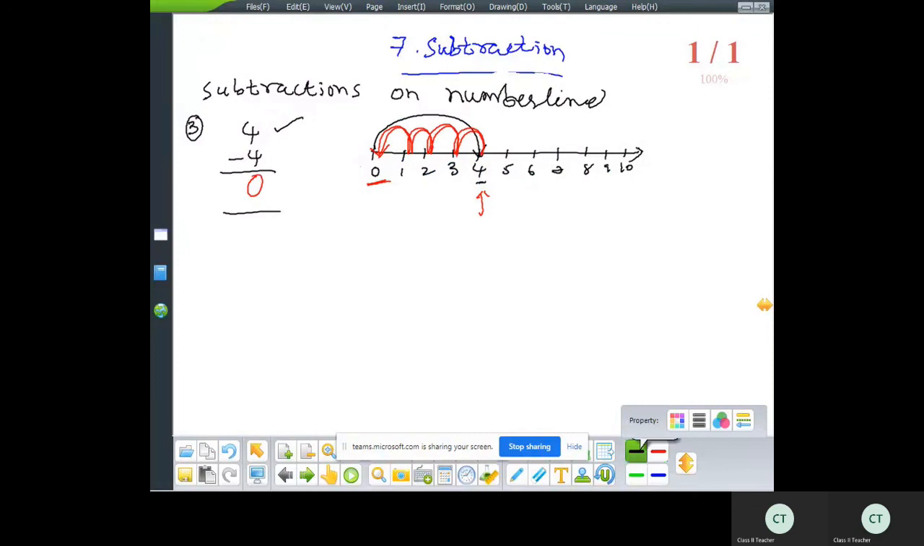Now, question number 4. 9 minus 8. Here, which is the biggest number? 9 is the biggest number. 8 is the smaller. Bigger number minus small number, then subtraction exists.